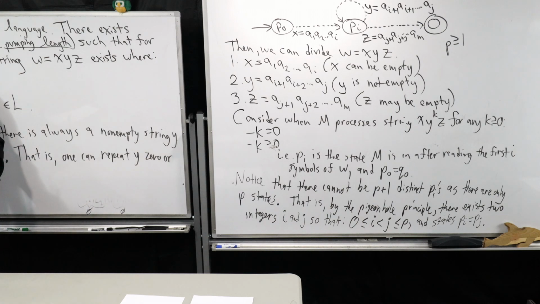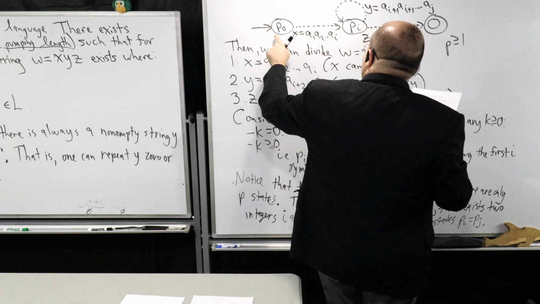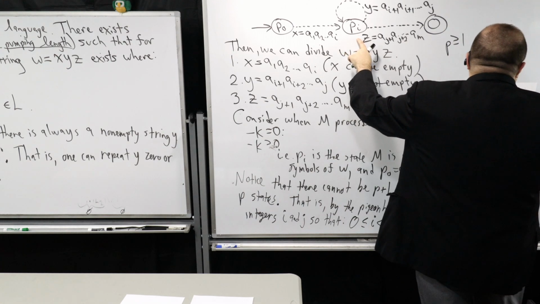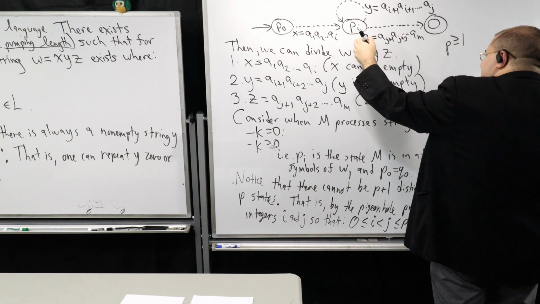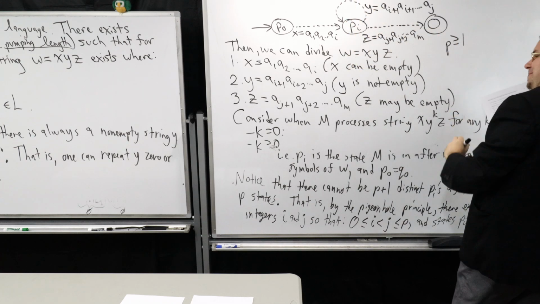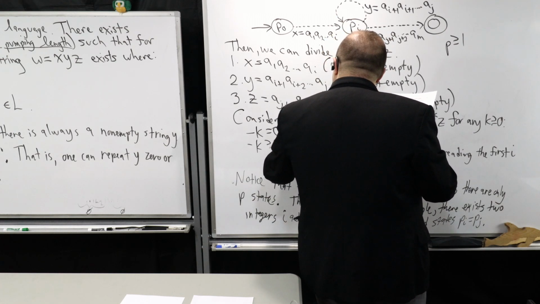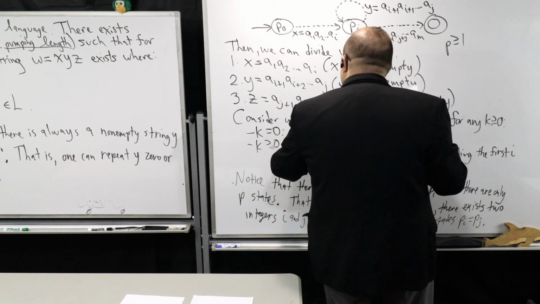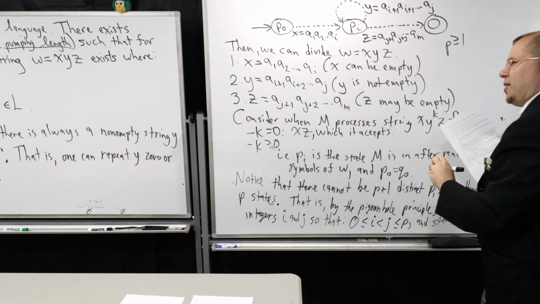If you think about it, just look at my picture up there. If k is equal to 0, notice that it gets me right here. If this doesn't go around, I'm not pumping the string, which means I go right from there to there, and that takes me to an accepting state. So this is xz, and it accepts. Like I said, I've written it a little bit more carefully in the notes.